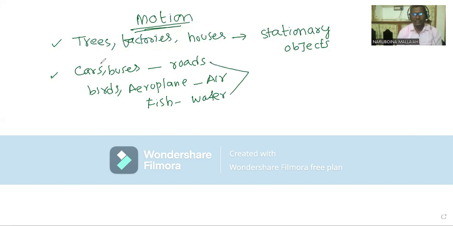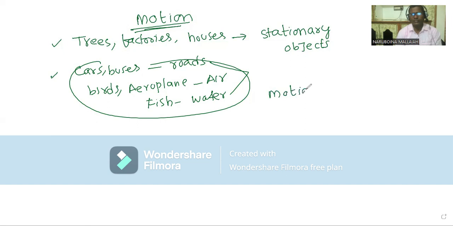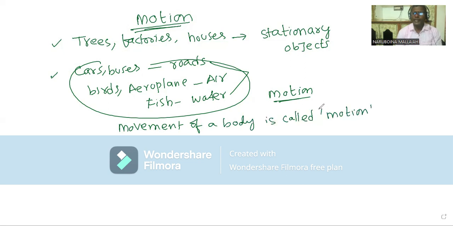That means these things are in motion. Simply, motion means movement of a body. Movement of a body is called motion.